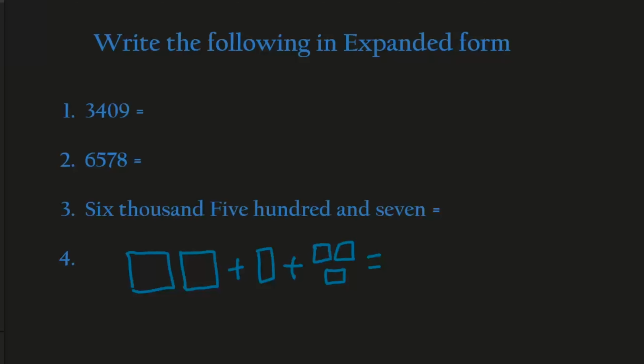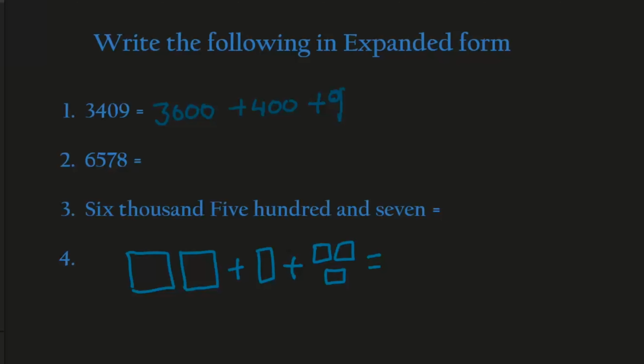So let's try the first one, 3,409. So 3,000 plus 400 plus nothing, because there's nothing over there, and then plus 9. So we directly go to 9. There's nothing in between.